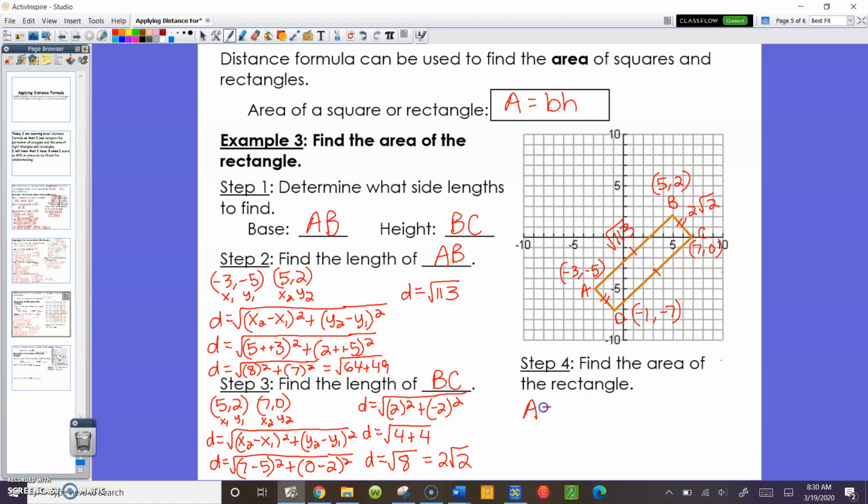And now to find the area, we're simply going to multiply the base and the height. Okay, so that will be the square root of 113 times 2 square root 2. Let me go ahead and type that into my calculator. And that will give us the area equals 30.07 units squared.